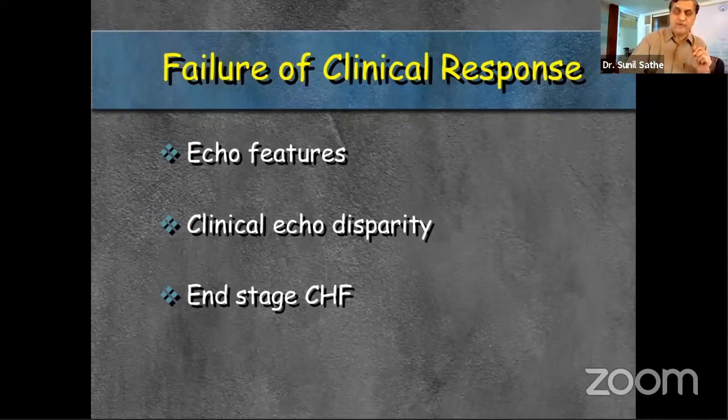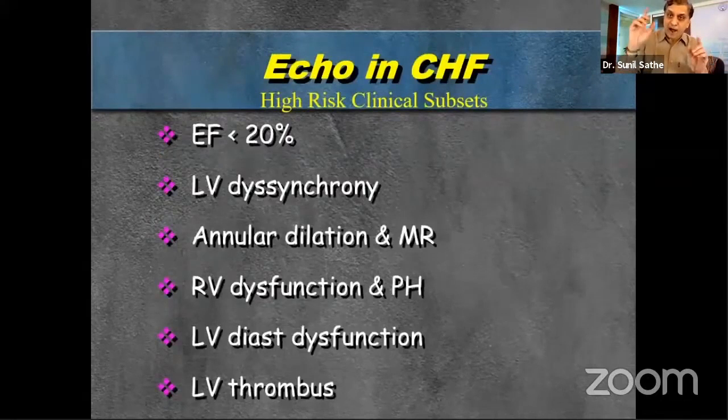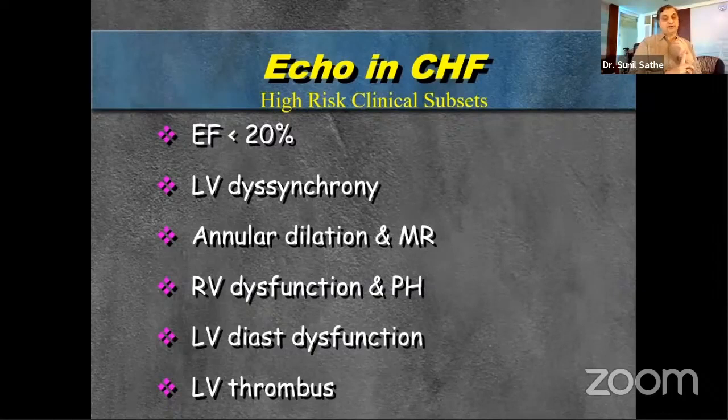Now, what are the echo features? When you ask for an echo from a cardiologist, it is not just the ejection fraction. Don't look at it as 22%, some say it's 25, it's all eyeballing. So don't go only by ejection fraction. The echo features which will give you high-risk clinical subsets: EF less than 20, LV dyssynchrony, annular dilatation and mitral regurgitation, RV dysfunction and pulmonary hypertension, LV diastolic dysfunction, LV thrombus. These are the 7 parameters where my clinical response is going to be suboptimal.